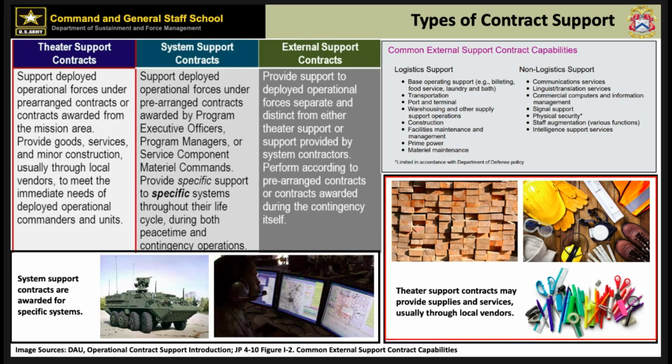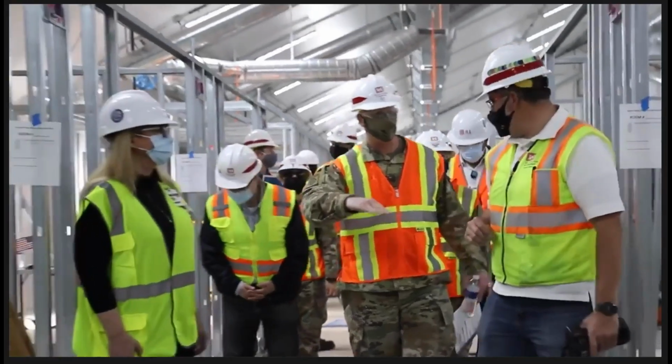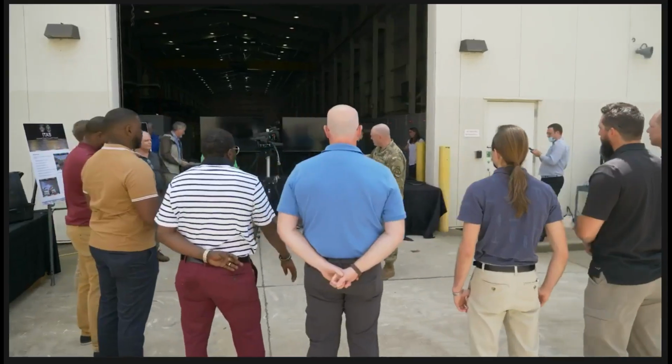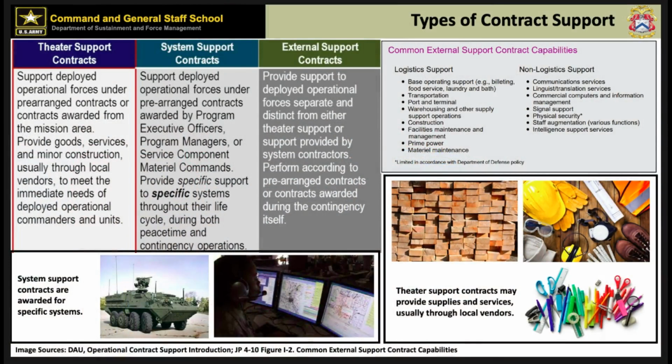Theater support contracts are executed under higher micro-purchase and simplified acquisition thresholds, while external support contracts are awarded by contracting organizations outside the operational area. System support contracts are funded by directed appropriations and managed through program management offices. Understanding these differences is crucial for commanders and planners as they make decisions regarding contract support in military operations.